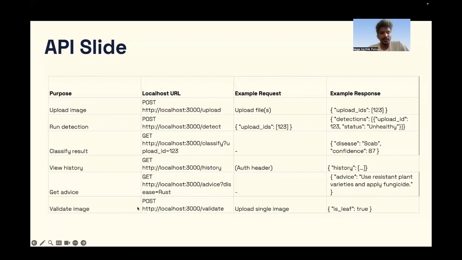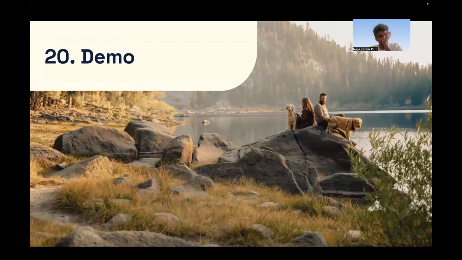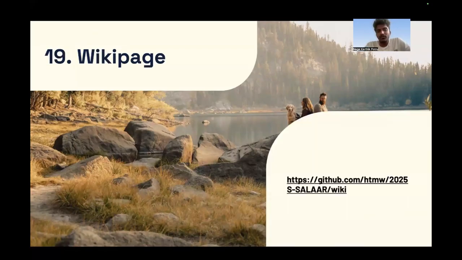And here you can see the post request to localhost to validate an image. Here you can upload an image. It will give an example response of whether it is a leaf or not, in true or false manner. Here is a Wikipedia page. You can see what kind of tools we have used, our team members, our work, and everything.